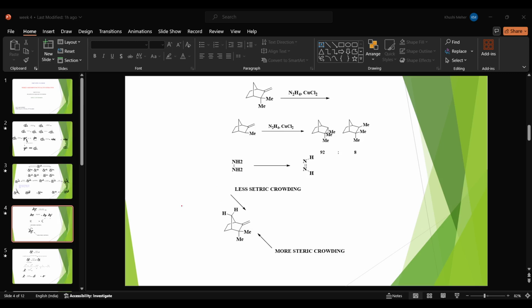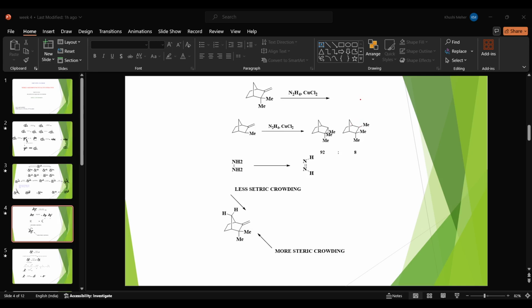In this particular case, you will see that we have a variety of stereochemistry. How many types of stereochemistry will be there? Sorry, how many chiral centers will be there in the structure? Four, five. Yeah, five.